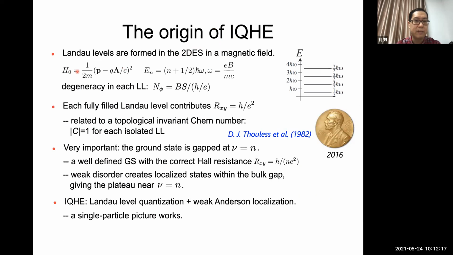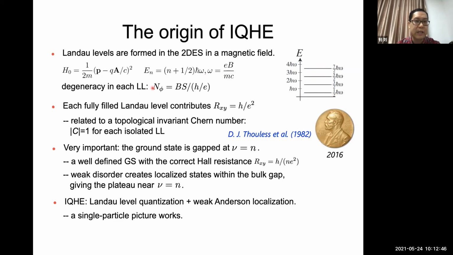So this is a single particle Hamiltonian for an electron in a magnetic field. And we know its eigenenergies are quantized into Landau levels at (n + 1/2)ħω. Here ω is the cyclotron frequency. And if we don't consider the edge effect or disorder, then each Landau level is exactly flat, which means all single particle states within a Landau level are exactly degenerate.